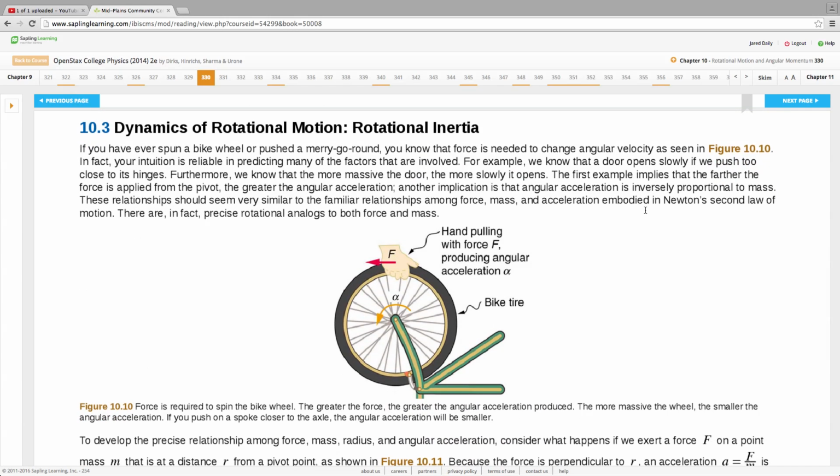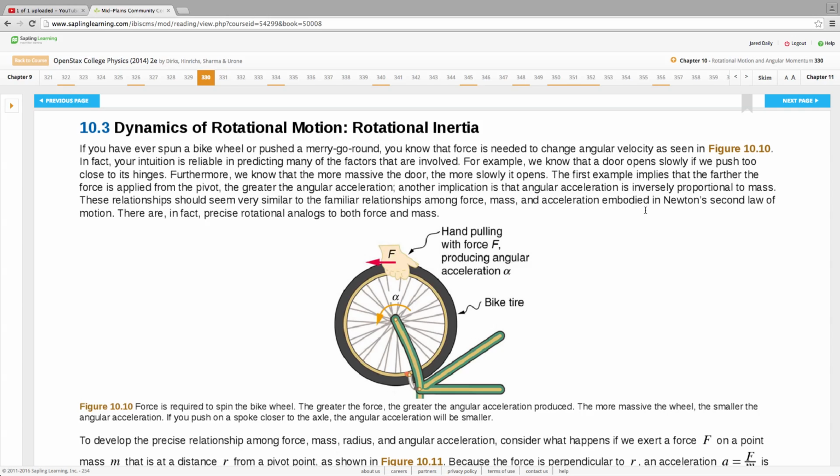It turns out that we can't just talk about mass when we rotate things. The mass matters when you rotate things, but it also depends where the mass is. And let me give you a good example of this. Not only does it matter where the mass is, but it matters where the force is. So location of things matters.